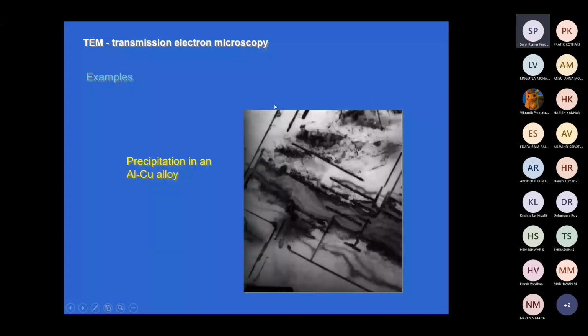Another example is the precipitation in an aluminum copper alloy. The precipitation is formed in the aluminum copper alloy, and we can see it here.